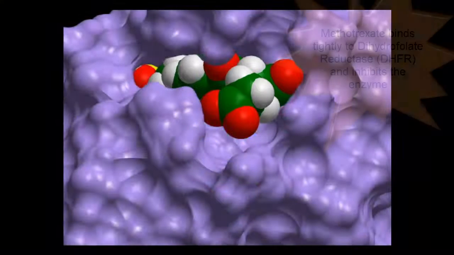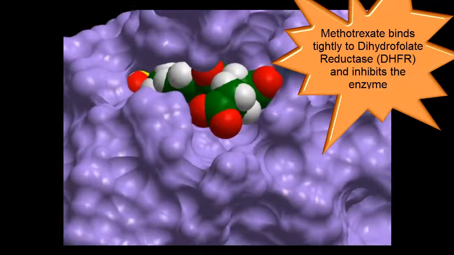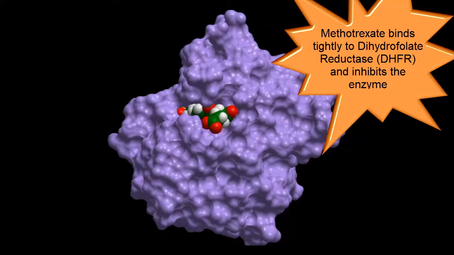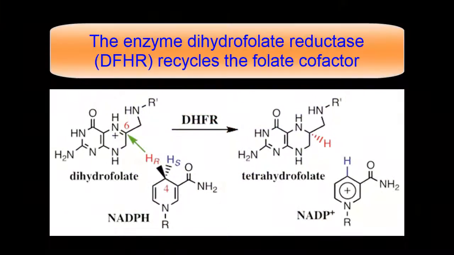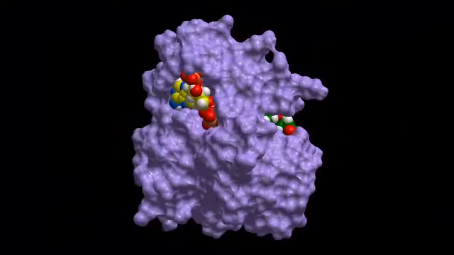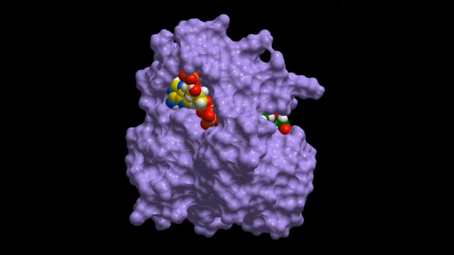Here you see methotrexate binding snugly into the pocket of dihydrofolate reductase. Dihydrofolate reductase turns dihydrofolate into tetrahydrofolate. In order to do so, it needs another coenzyme known as NADPH. NADPH transfers a hydride, shown here in red, onto dihydrofolate. The enzyme dihydrofolate reductase hence also needs to accommodate NADPH.